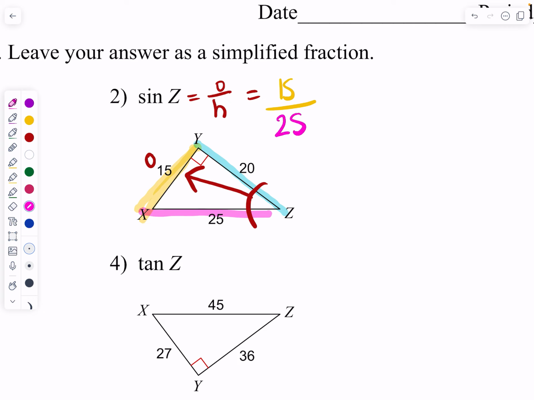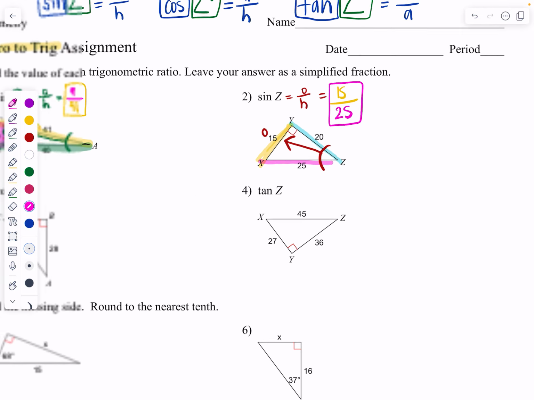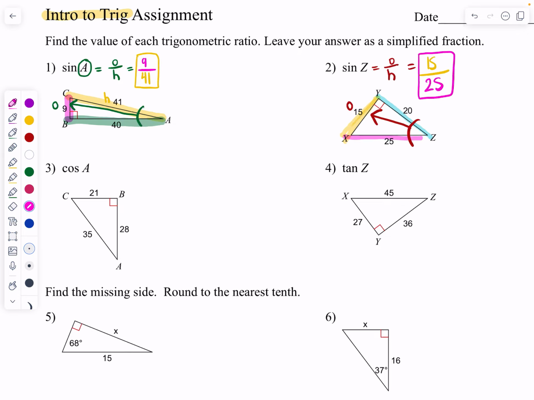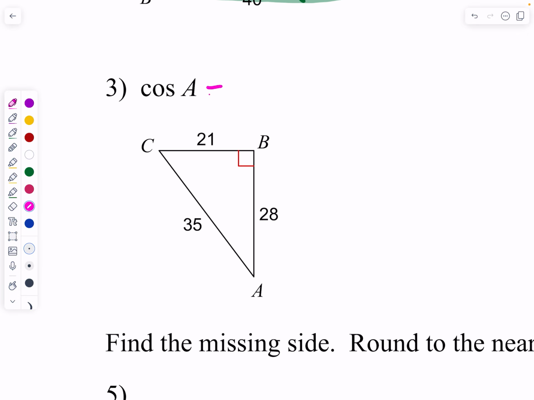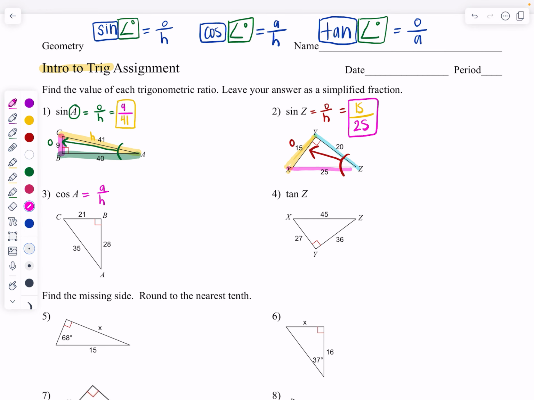Now 15 over 25, if we reduced it, would be 3/5. But for now, I'm just going to have y'all label. We're just getting used to setting up this ratio because your calculator will do this for you later. Okay, so what is cosine? Cosine is adjacent over hypotenuse, and you can keep referencing this at the top if you need to. Cosine is adjacent over hypotenuse.